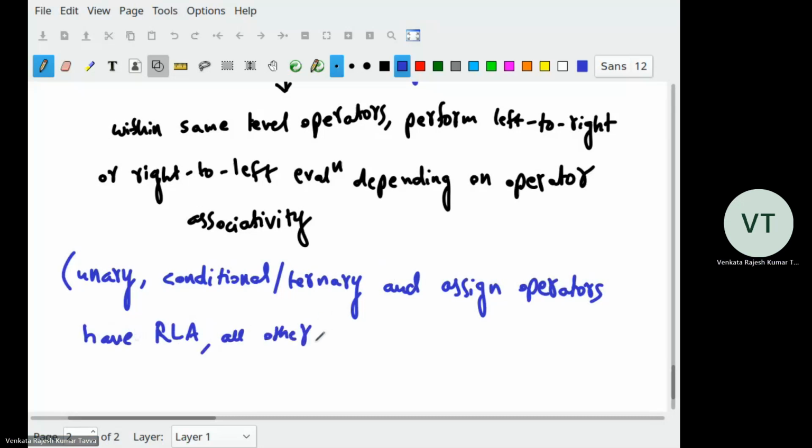All other operators have left to right associativity. Okay, so only 3 kinds of operators: unary operators, conditional operators, also called ternary operators, and assignment operators. Assignment operators we already saw: x equal to y equal to z. Other kinds of assignment operators also have right to left associativity, and unary operators anyway, plus, minus, complement, sizeof, these we saw, they also have right to left associativity. Ternary operator will be introduced in lab and tutorial. Only these 3 kinds of operators have right to left associativity. All other operators have left to right associativity.